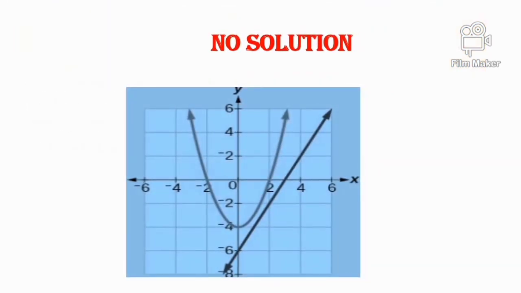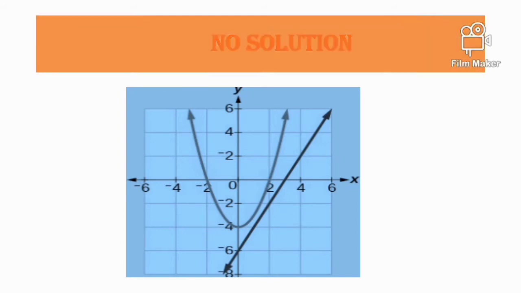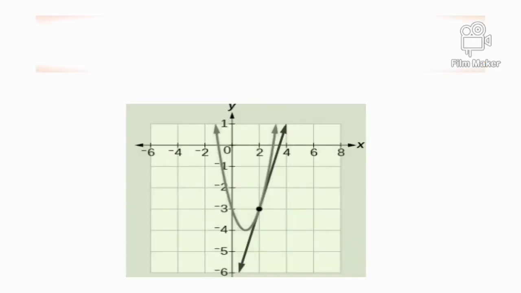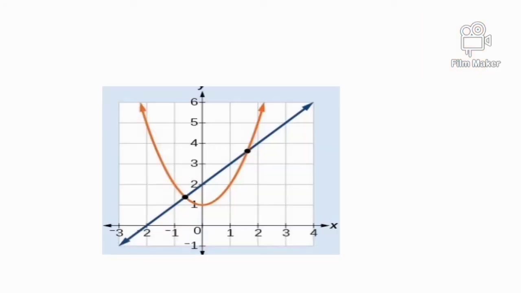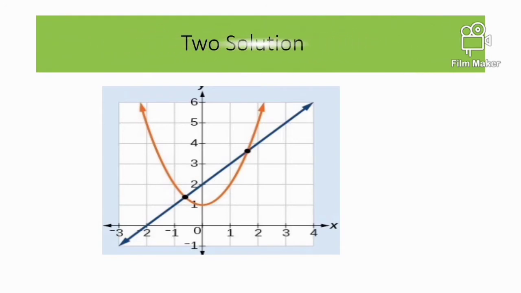This is the picture of no solution. So the parabola and the line do not touch each other. Next will be one solution. So it means the line and the parabola touch at one point. Then we have two solutions. It means the line crosses the parabola at two points.